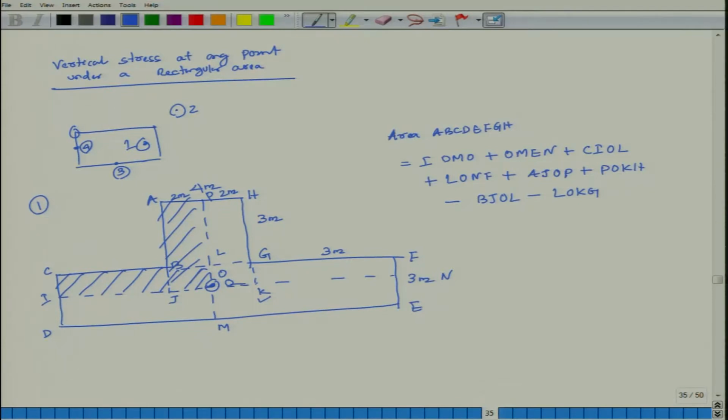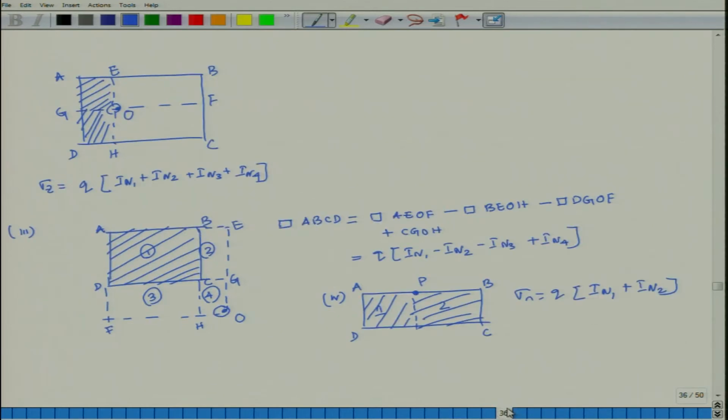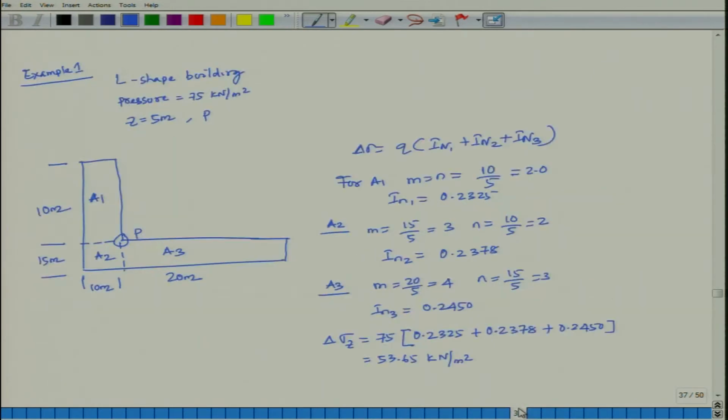Last class we discussed vertical stress at any point under a rectangular loaded area, whether the point is inside the rectangular area, outside it, or on one of its sides, by means of the method of superposition. So, there are different cases. Case 1 is any point inside the rectangular area. Case 2 is outside the rectangular area. Case 3 and case 4 are on one of the sides of the rectangular area. It has been discussed. Then I solved 3 examples.